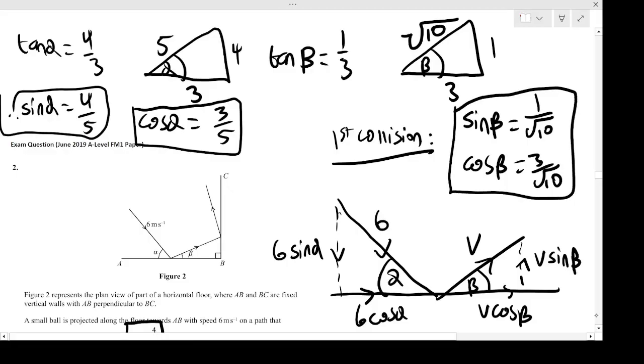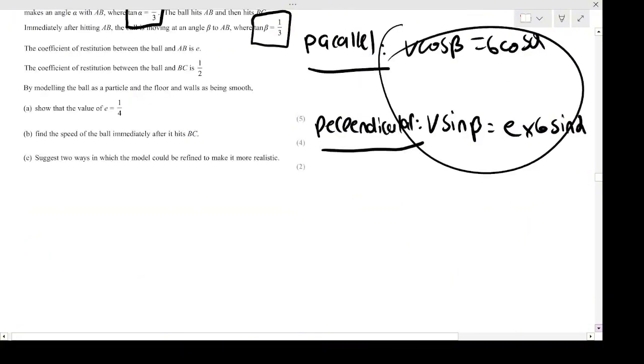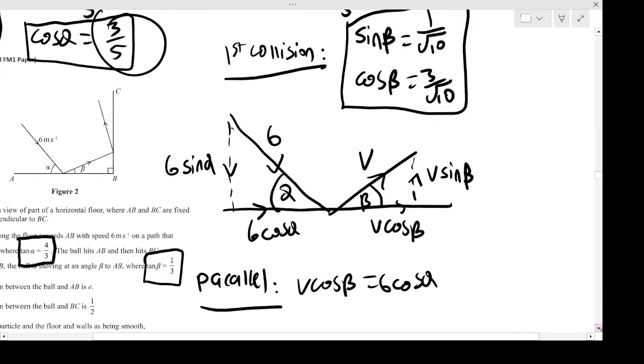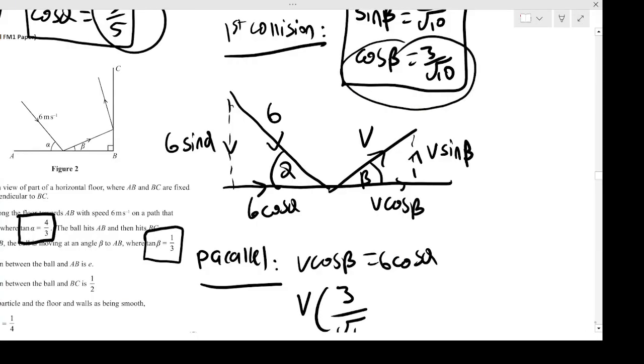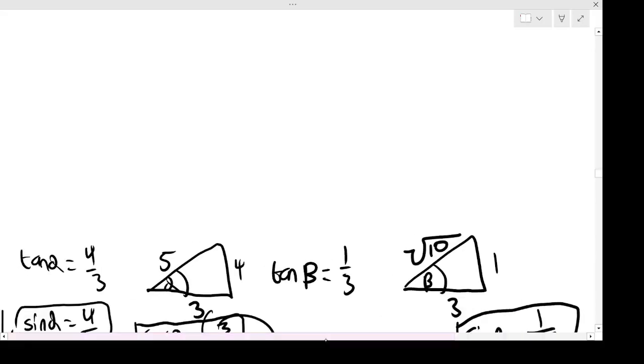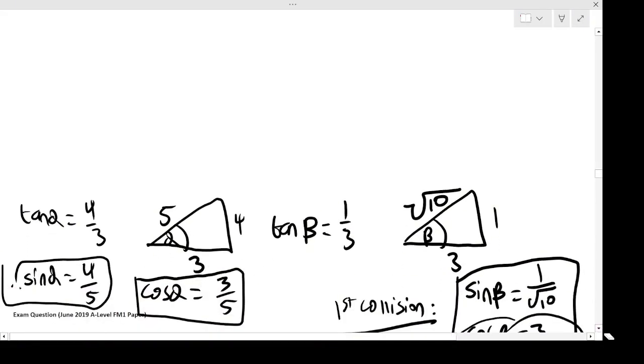So actually now I can easily just substitute these values into these two equations here. If we look at firstly the parallel equation, I can simplify this. So v lots of cos beta, we know cos beta is 3 over root 10, so I can sub that in. That's going to be 6 lots of cos alpha. We also know that cos alpha is 3/5, right? 3/5.